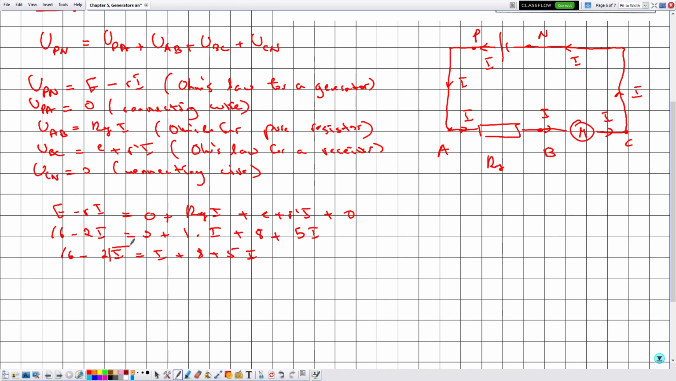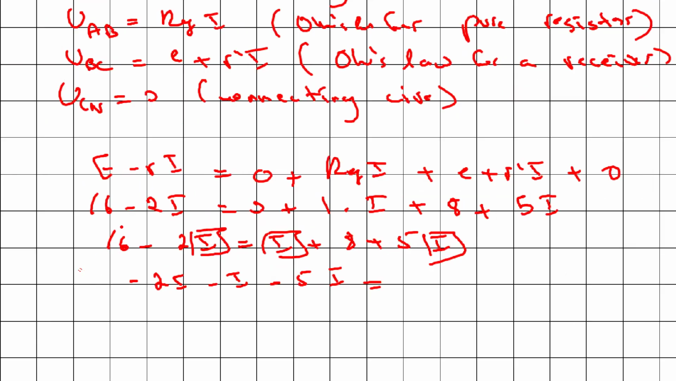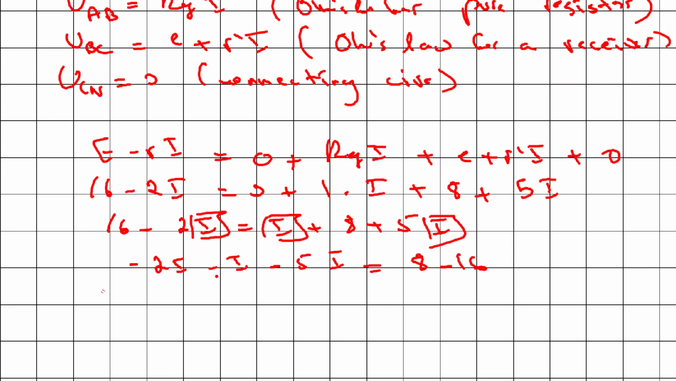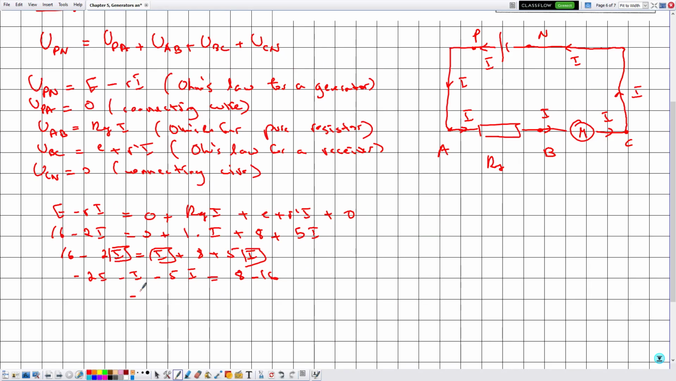What's the type of this equation? This is a linear equation and the unknown is I. How do we solve it? We put I on one side and all the others on the other side. So minus 2i minus I minus 5i. Now dragging 16 to the right hand side, it will be 8 minus 16. So minus 2 minus 1 minus 5, this would be minus 8i, which is equal to minus 8.